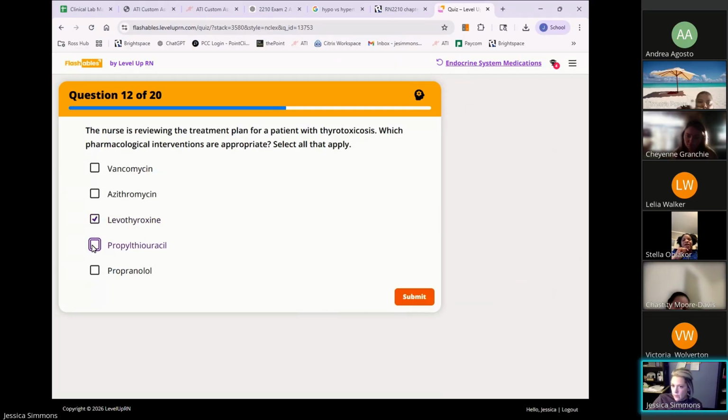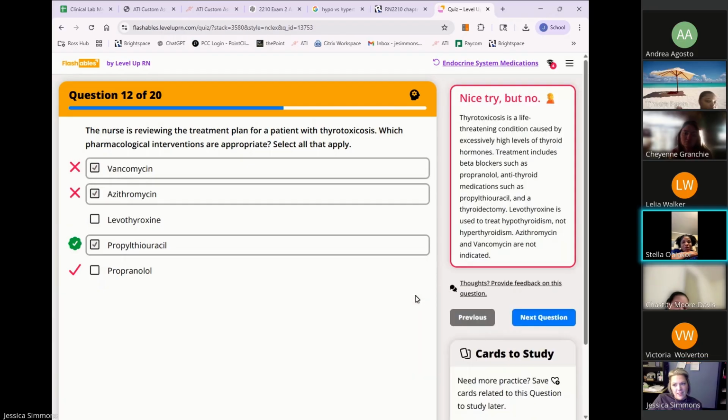Can we say the osis is a disease that they need to treat for bacteria? Then we can choose the PTU and then maybe the antibiotics. Maybe. Do you want to try that? We'll see what happens. Oh, nice try.